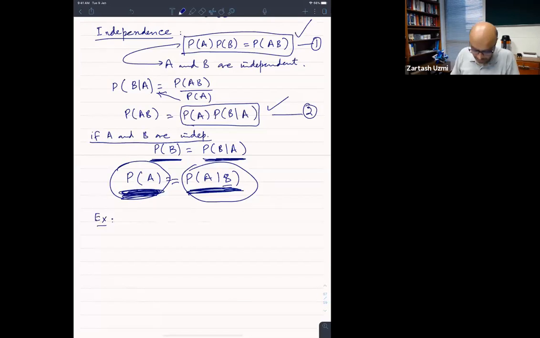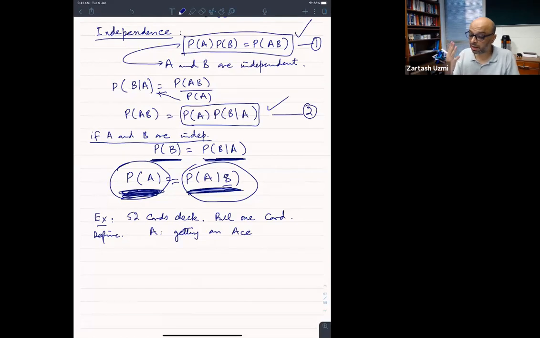And this example is going to be a 52 card deck. A deck has been given to you. Pull one card, and define A as getting an ace. And there are 4 aces. Remember, there are 4 aces in 52 cards.